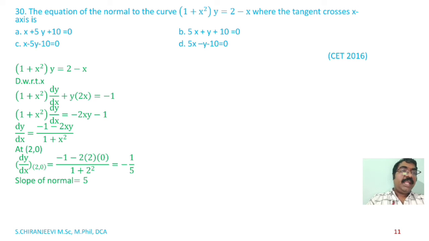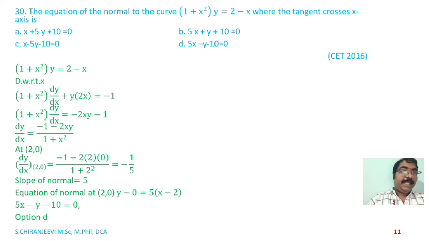But the slope of normal is minus 1 by dy by dx. So we get it as 5. So the equation of normal at (2, 0) will become y minus 0 equal to 5 into x minus 2. So simplifying, we get 5x minus y minus 10 equal to 0, which is option D.